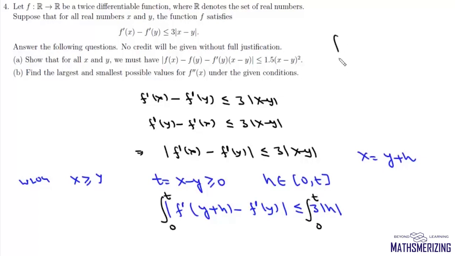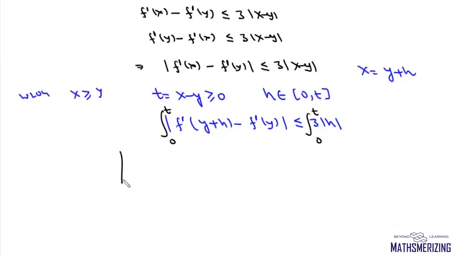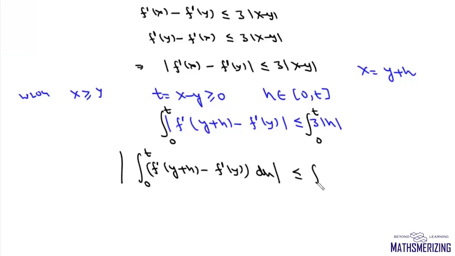Now we know that the integral from 0 to t of mod fx dx is greater than or equal to the mod of the integral of fx dx. So we'll write this mod of the integral from 0 to t of f dash y plus h minus f dash y dh is less than or equal to the integral from 0 to t of 3 mod h dh.